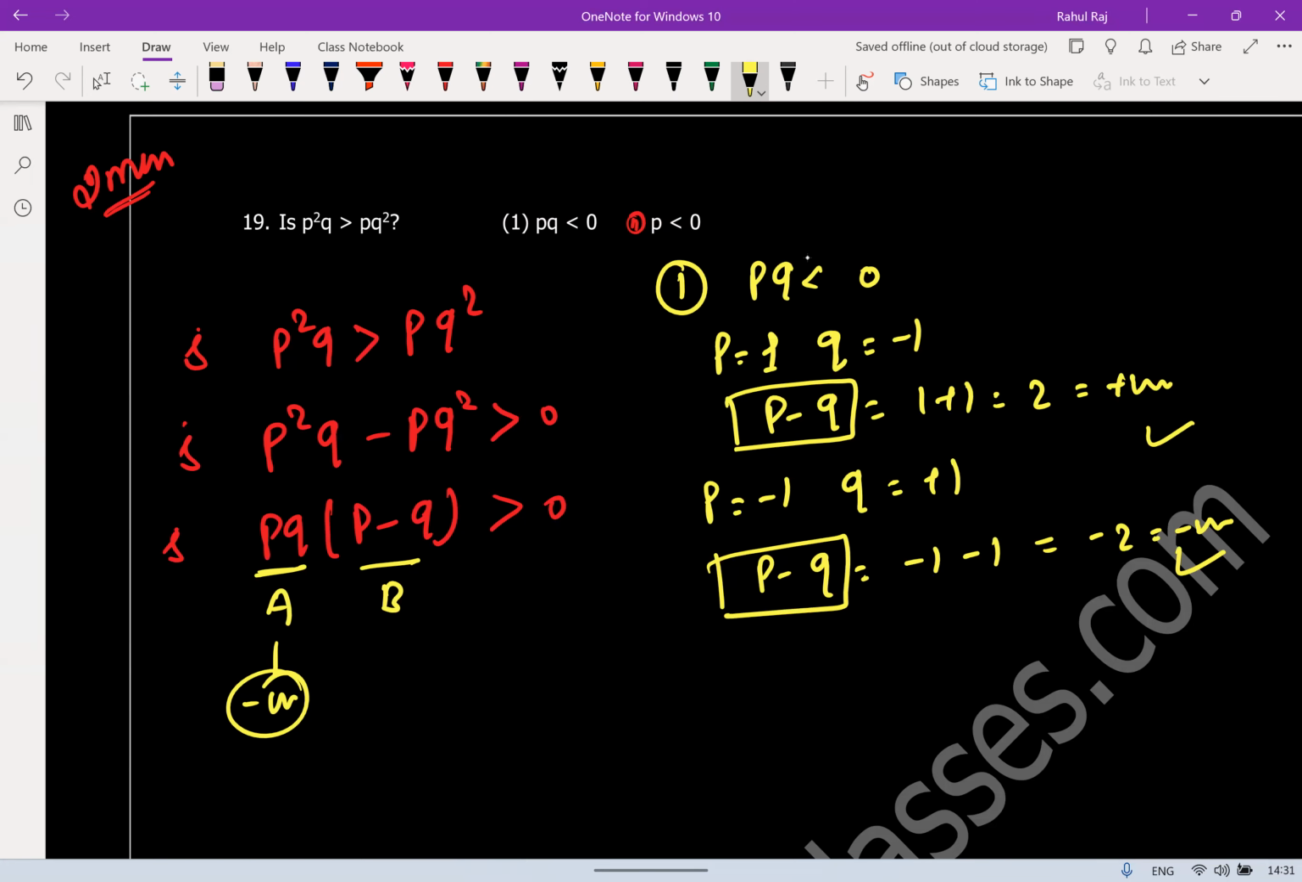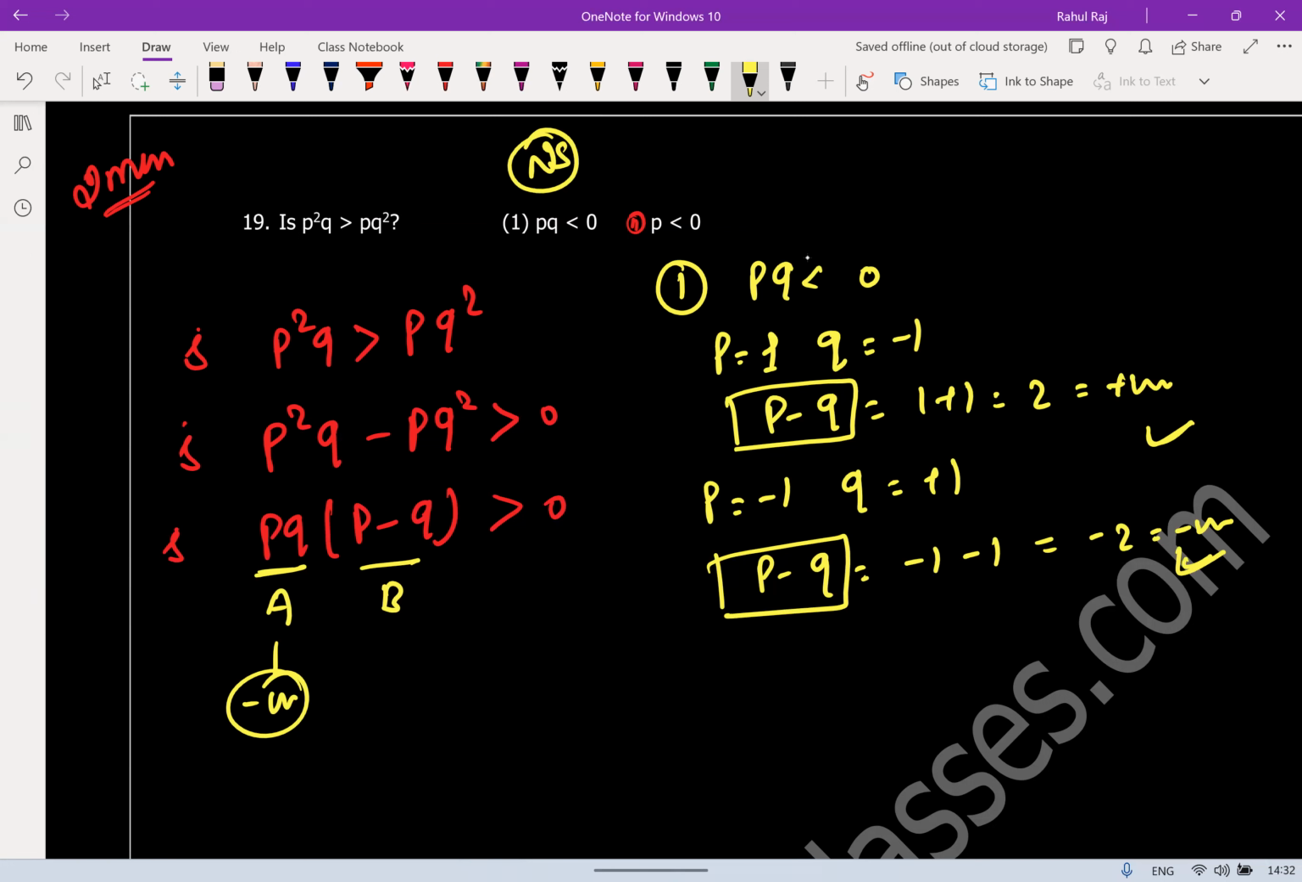So what do I have to prove? Is PQ into P minus Q greater than 0 or not? It means technically you have to just prove whether PQ and P minus Q are of the same sign or not. Just by knowing that PQ is less than 0, I can't confirm whether P minus Q is positive or negative. So option number 1 is not sufficient. It's straightforward logic. Is that very clear?